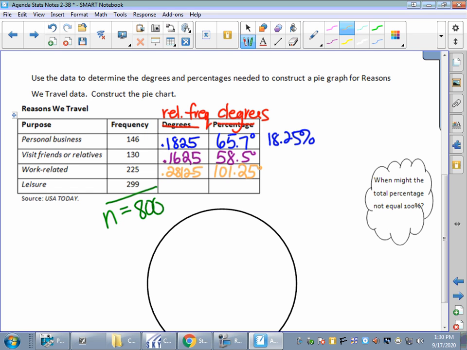And last but not least, 299 people travel for leisure. That's going to be 0.37375. And when I multiply that by 360, I'm going to end up with a grand total of 134.55 degrees.